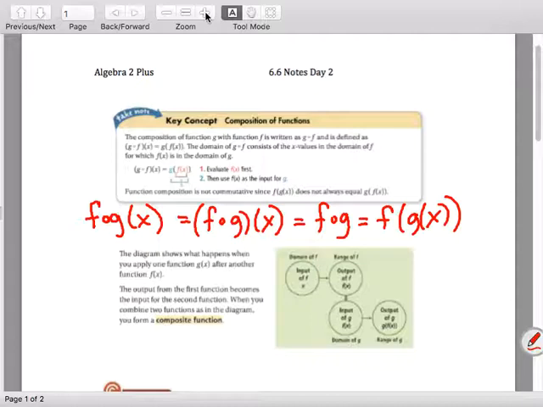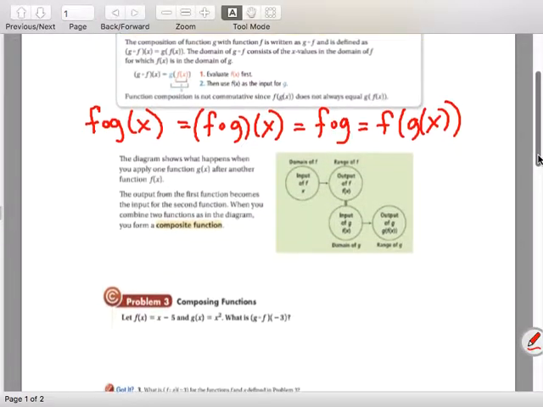The big idea is that a composition of functions is where we put one function inside another function. What we did yesterday is we added, subtracted, multiplied, and divided functions. Today we're doing what's called a composition. And a composition, again, is where you put one function inside another function.